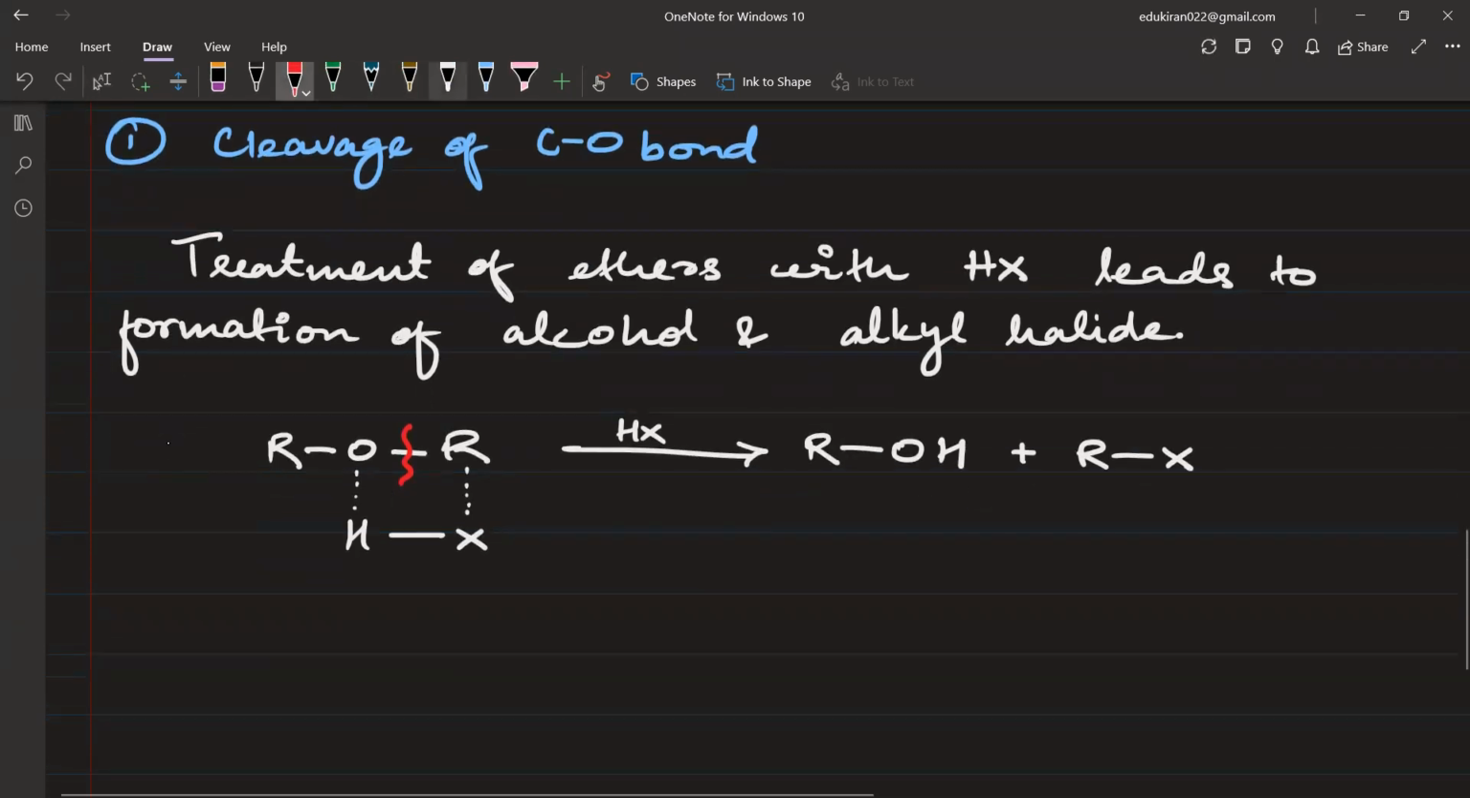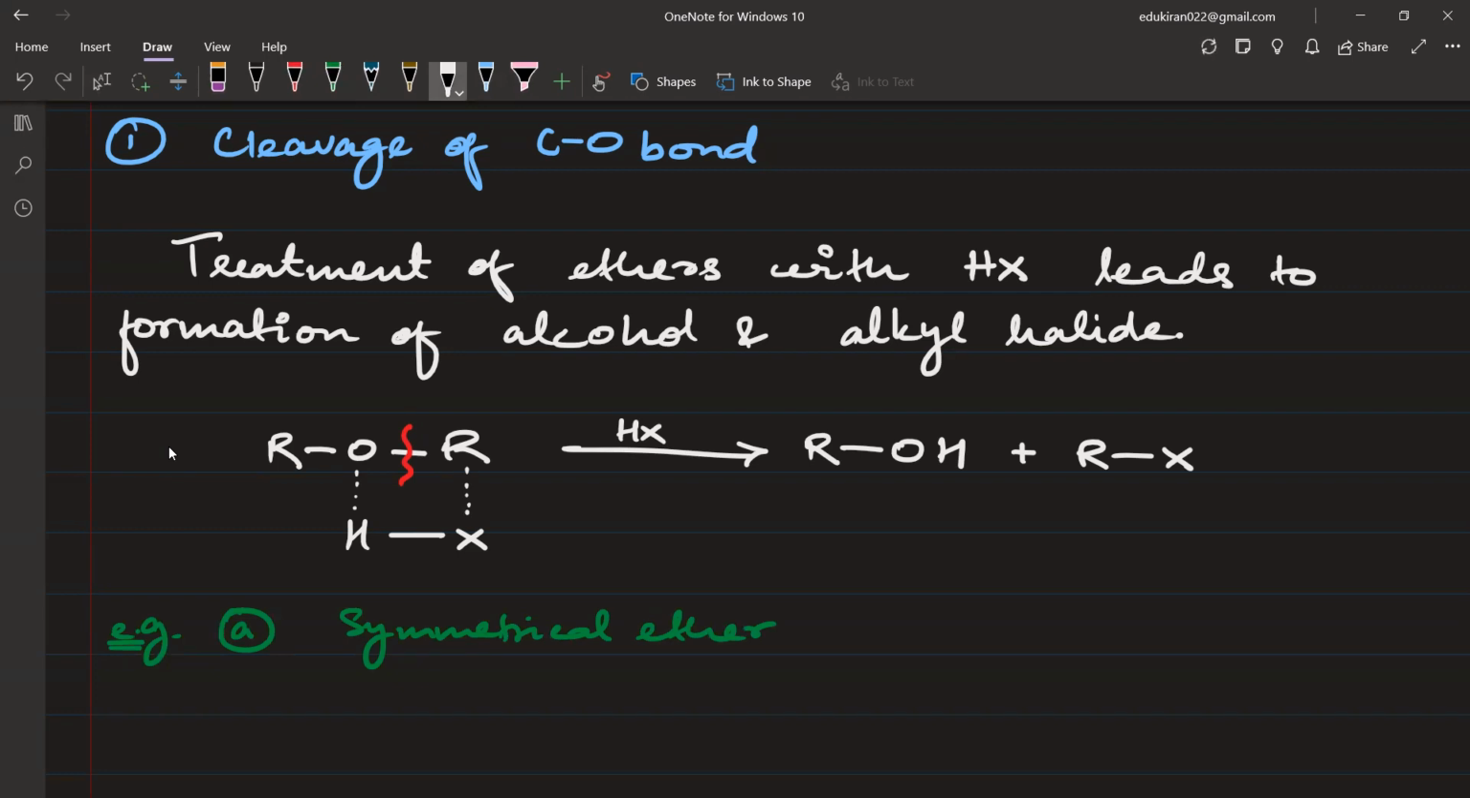So for symmetrical ethers, it is going to be very easy. Questions have also been asked: what is symmetrical ether? What is unsymmetrical ether? Symmetrical ether is that ether in which there are the same alkyl groups on both sides of the oxygen atom. Unsymmetrical, we have different alkyl groups on both sides of the oxygen atom.